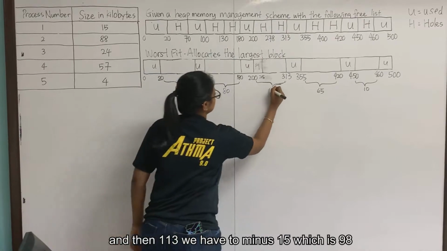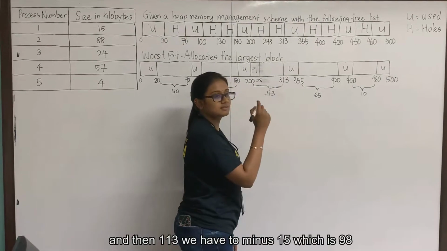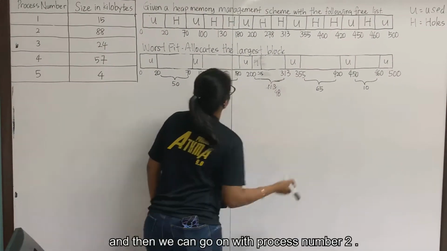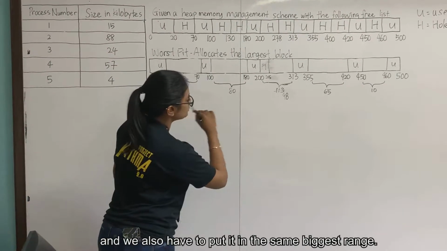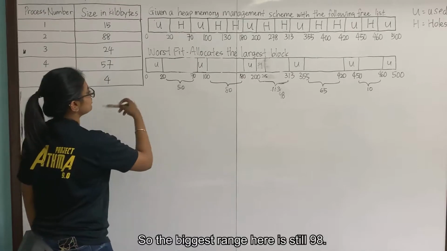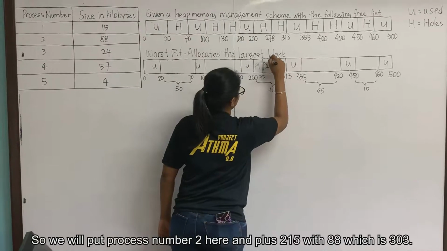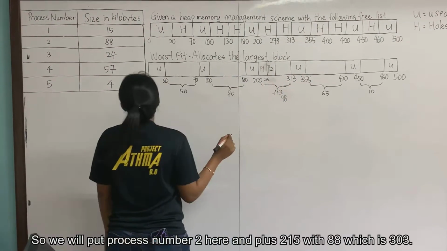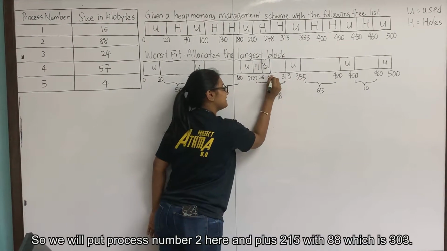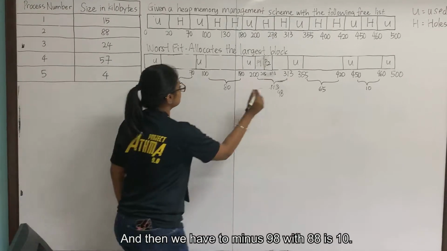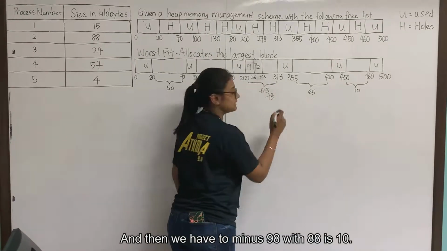is 215, and then 113 we have to minus 15, which is 98. Then we can go on with process number 2, and we also have to put it in the biggest range. The biggest range here still is 98, so we will put process number 2 here and add 215 plus 88, which is 303, and then 98 minus 88 is 10.